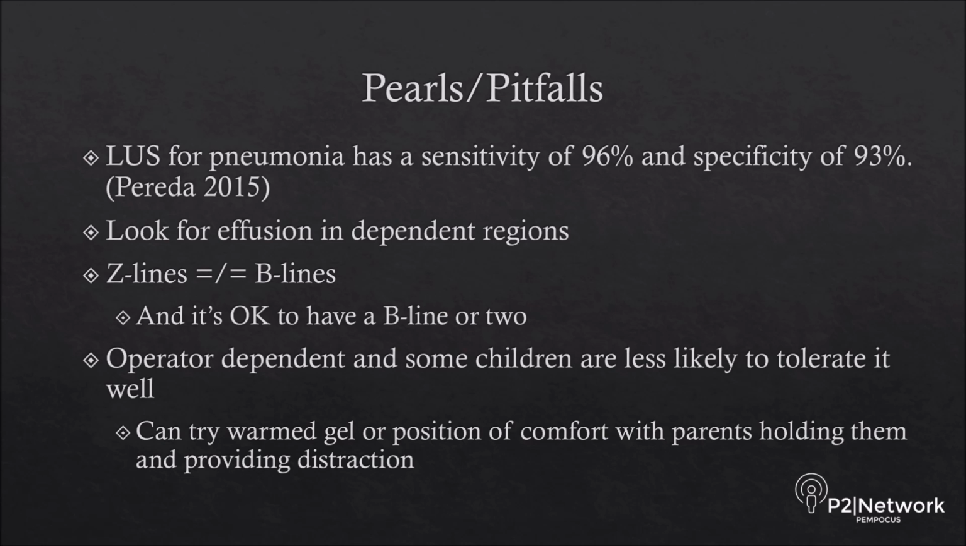And I find a lot of people who are new to lung ultrasound see one or two B lines and think it might be something abnormal, but really it's okay to have a couple that are fairly scattered and aren't condensed into one region. And anything with ultrasound in general is operator dependent, so there is some learning curve to it. And small children don't love to be held down and have cold gel on their chests, so some are less likely to tolerate it. You can try using warm gel and having parents hold them in a position of comfort with child life or someone else providing distraction.